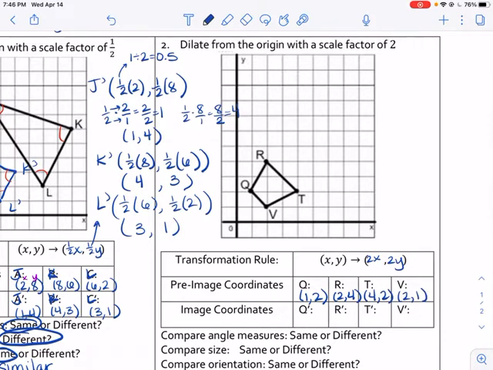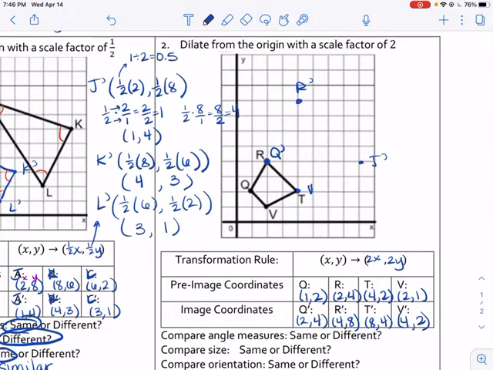Now I'm going to double each of those coordinates to get the image coordinates. Okay, I think I doubled all of those correctly. Okay, yeah. So now it's pretty easy to just graph all of those coordinates in. Make sure that you are labeling them as you do. Okay, T prime is 8, 4. And V prime is 4, 2.